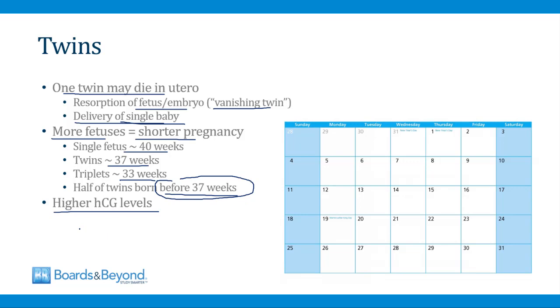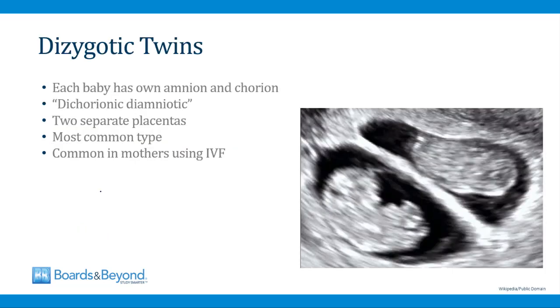In the differential diagnosis for a very high HCG level is that the woman may have twins or a multiple gestation. Recall that the fetal membranes have two layers. One's called the amnion and one's called the chorion. And in dizygotic twins, each of the twins has its own amnion and chorion. So these pregnancies are referred to as dichorionic diamniotic because there are two amnions and two chorions, one for each of the twins. The twins also have two separate placentas, and this is the most common type of twin pregnancy.